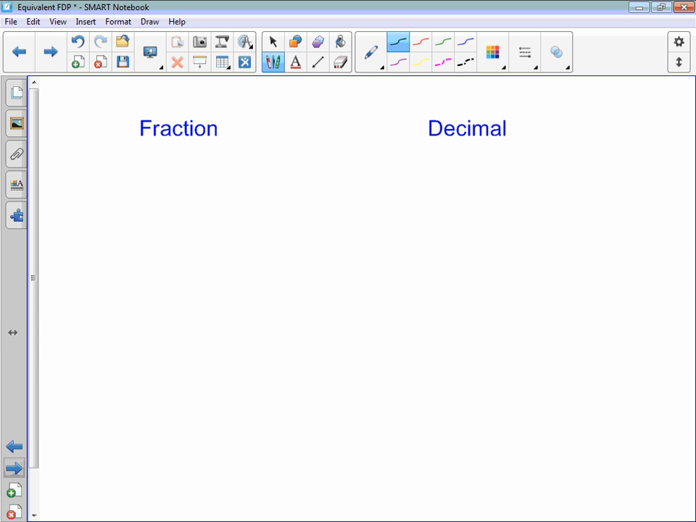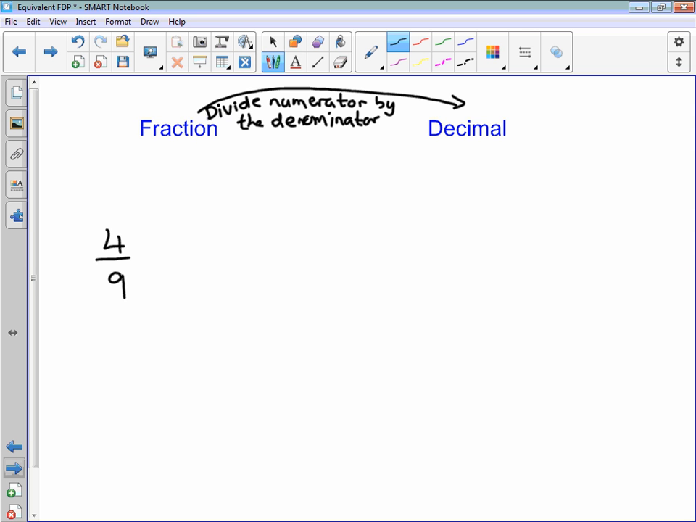So I want to look at the fraction, changing it into a decimal. I need to divide the numerator by the denominator. So we'll take 4/9 as an example. So 4 divided by 9. Good opportunity to use your bus shelter. So we're looking at 4 divided by 9.